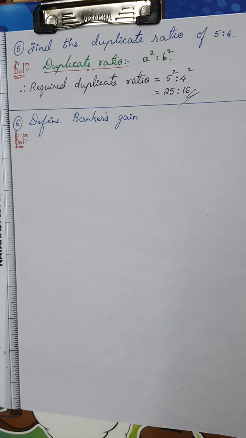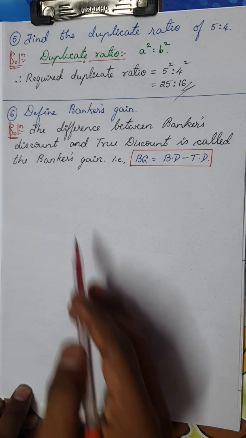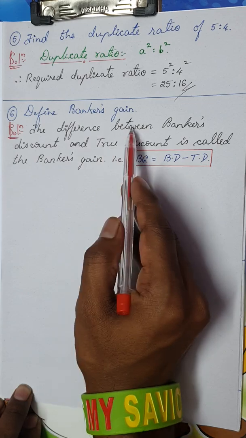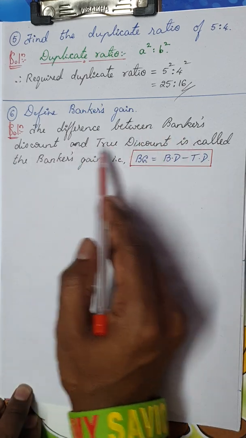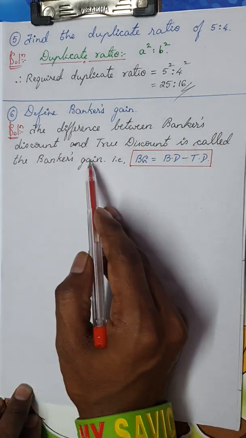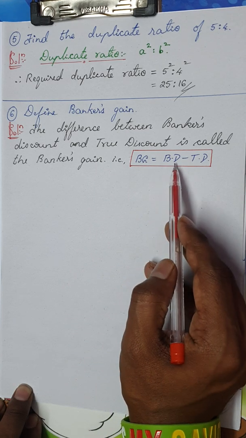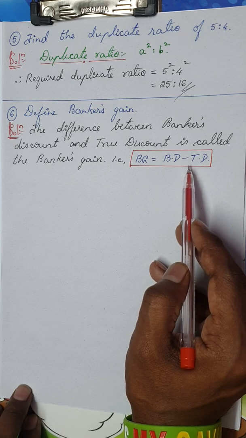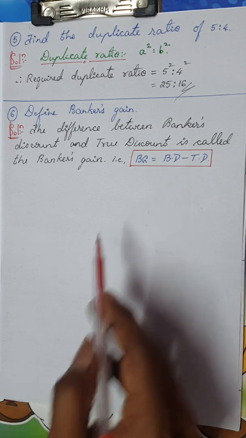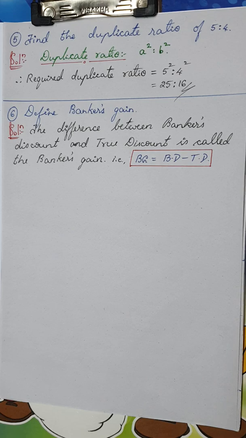Okay, so it's a definition. You cannot change anything in it. Just write it as it is. Okay, and now I'm going to write it for you. So this is the answer, dear students. The difference between banker's discount and true discount is called the banker's gain. So that you note it down for a formula as BG is equal to BD minus TD. Very important definition, because this has been repeated twice already in the model question paper itself. It has been asked a second time, so make sure you know this definition.